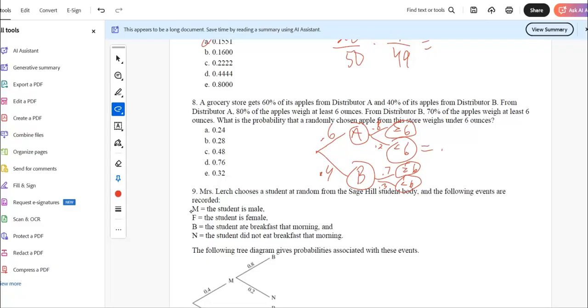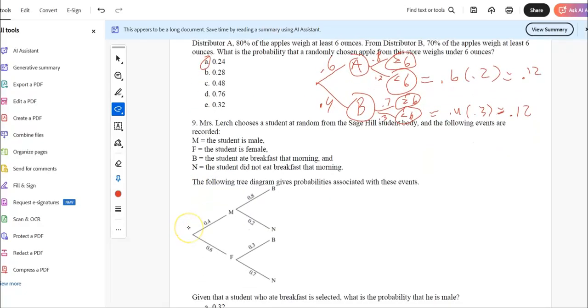So here's one chance. It'd be 0.6 times 0.2, which would be 0.12. And then the other one would be this one, which would be 0.4 times 0.3, which is 0.12. So 0.24. Yeah, that makes sense. If you add those up, you get 0.24.